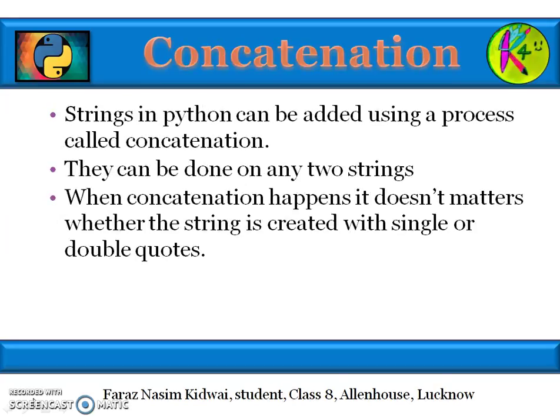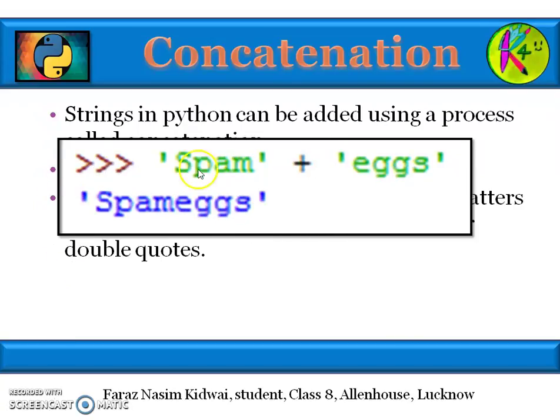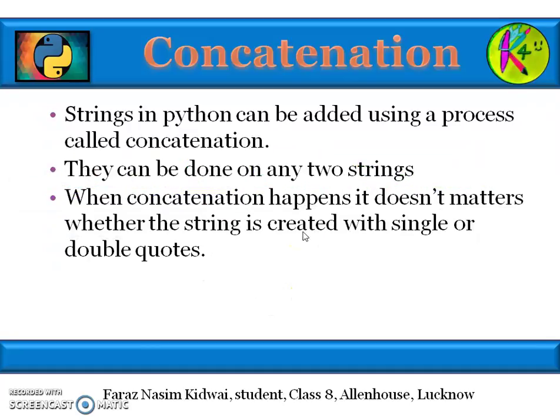Strings in Python can be added using a process called concatenation. This can be done on any raw strings. When concatenation happens, it doesn't matter whether the string is created with single or double quotes. As always, I will give you an example. Here is an example. I wanted to add the string spam with eggs. I just added them with a plus sign and I got the result as spam eggs.